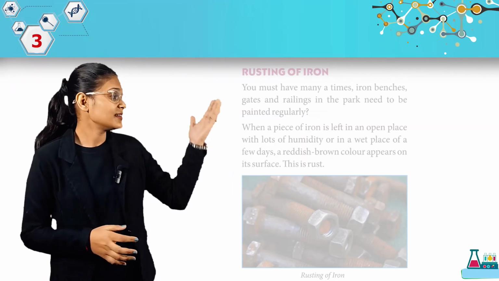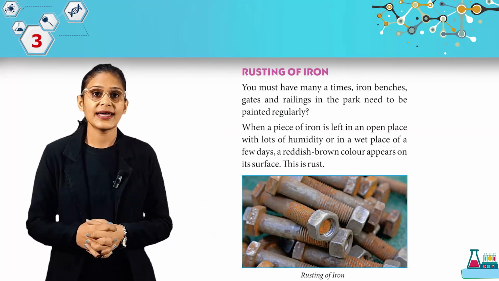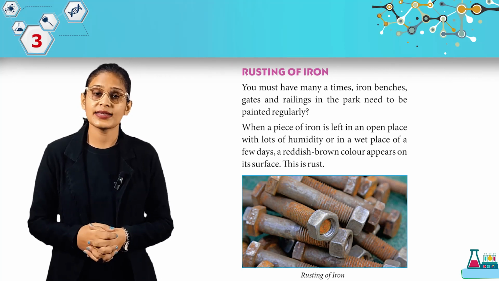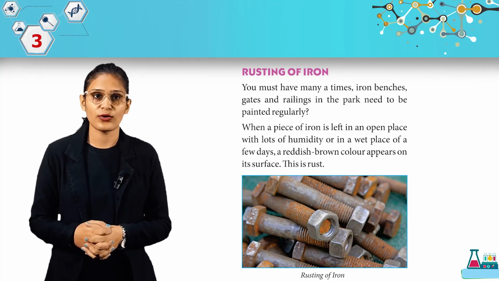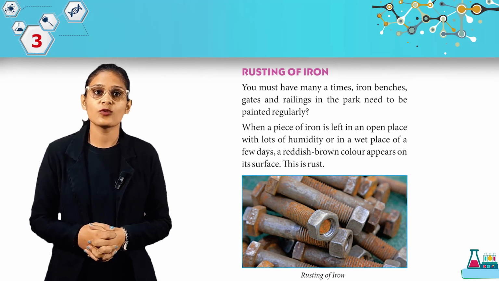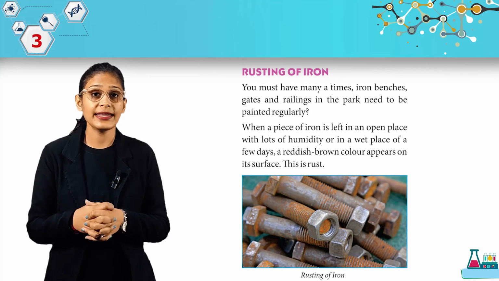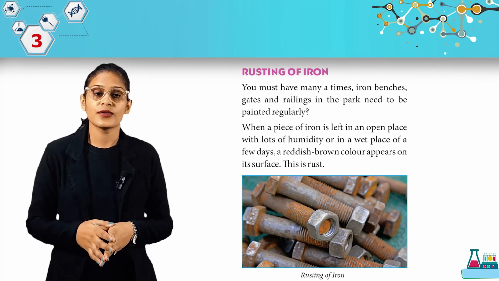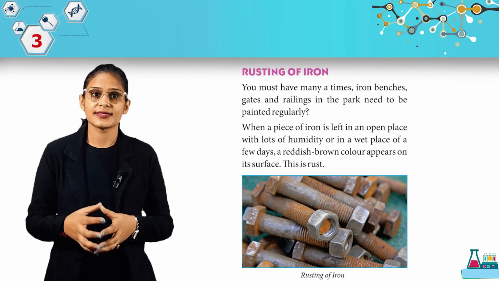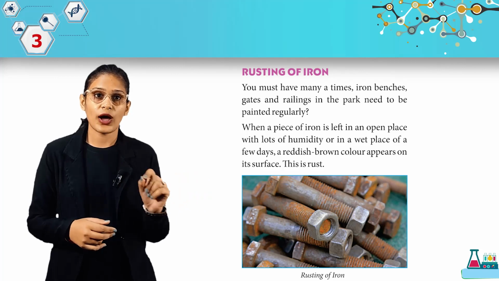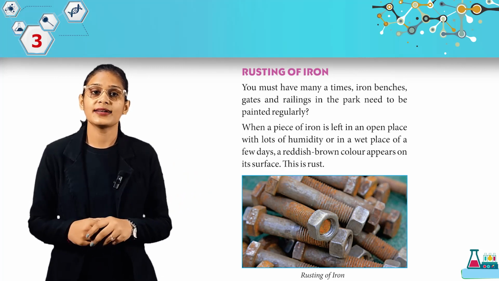Now we have rusting of iron. You must have seen many a times iron benches, gates and railings in the park need to be painted regularly. When a piece of iron is left in an open place with lots of humidity or in a wet place for a few days, a reddish brown color appears on its surface. This is rust. So students, I think you all know what is rust. That is a brown surface on an iron, that is rust.